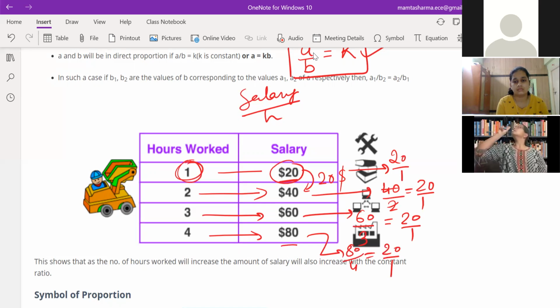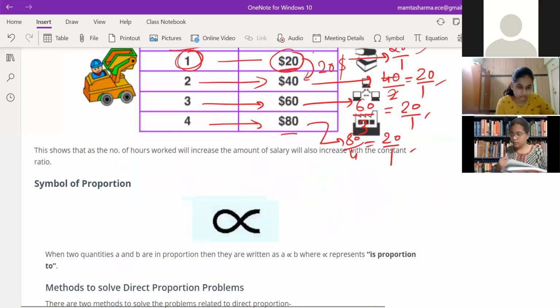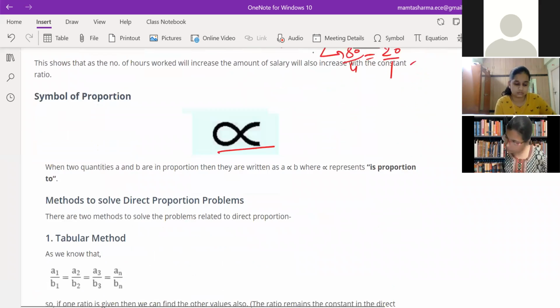You can see in each and every case, the ratio of salary to hour is constant. Or you can also work out the ratio of hour to salary. That will also be the same. You can take any part in the numerator, any part in the denominator. The ratio will remain constant. That is the definition of a direct proportion. This is the symbol of direct proportion.